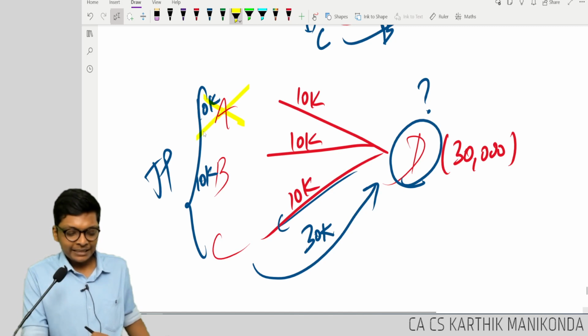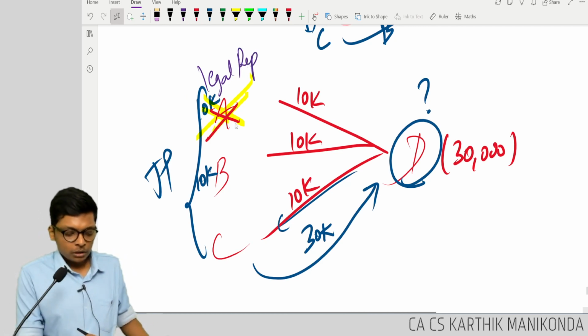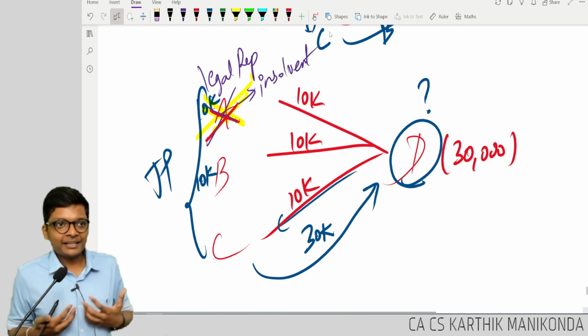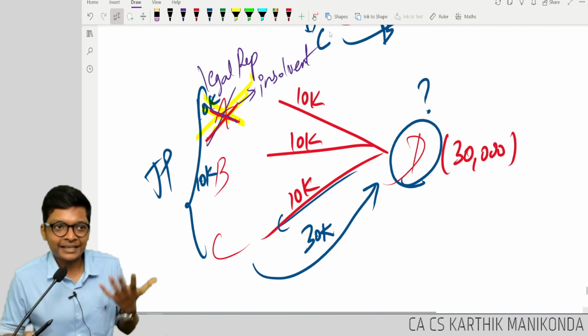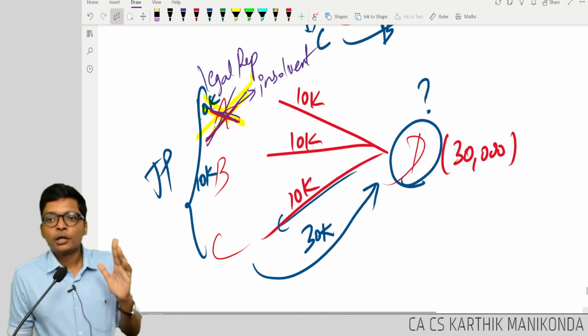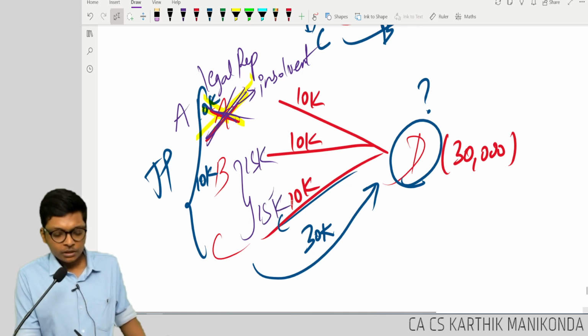Now, A died. Who will pay? A's legal representative or legal heir will pay. Now, A became insolvent. A says, see, I am right here, I have nothing left. If you want, take my kidney. I can't pay. But you can't take a kidney, it is illegal. Illegal transactions are void. So A can't make any payment. Now who will pay D? B and C will share 15,000 each, and that's it.